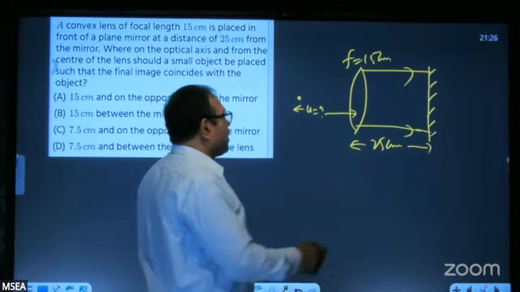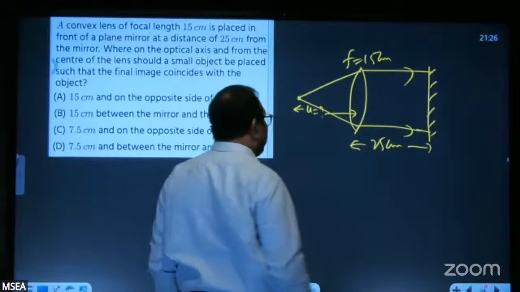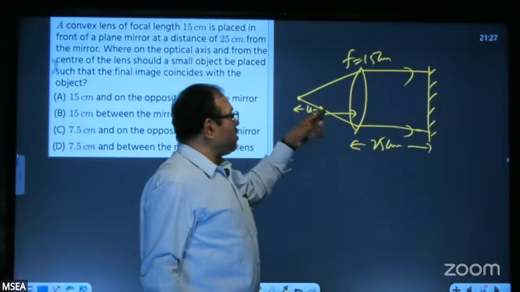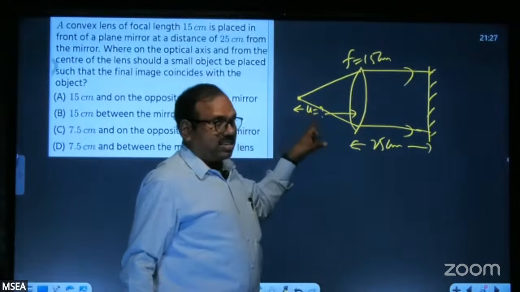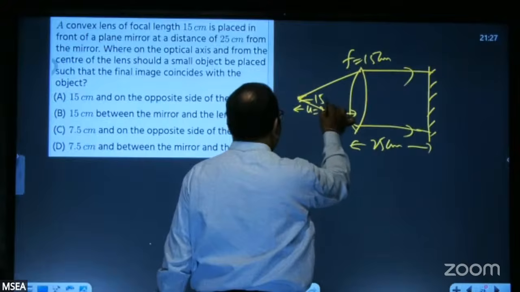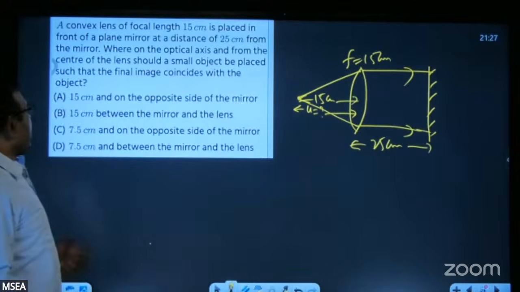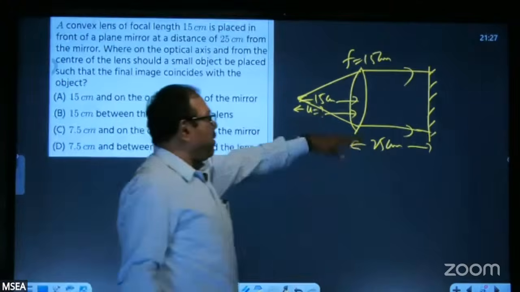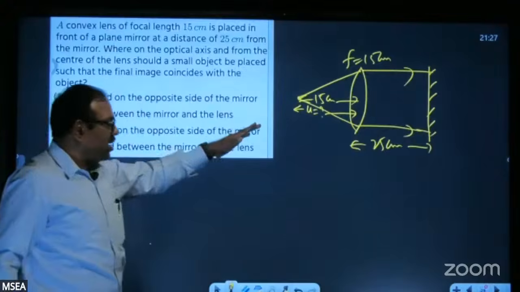To form images at infinity, the rays should fall parallel. If the rays are parallel, where should the object be? The object should be at the focus. Then what is the focal length of this lens? 15. Therefore, this should be 15 centimeters. That should be the answer for this one, on the opposite side of the mirror.